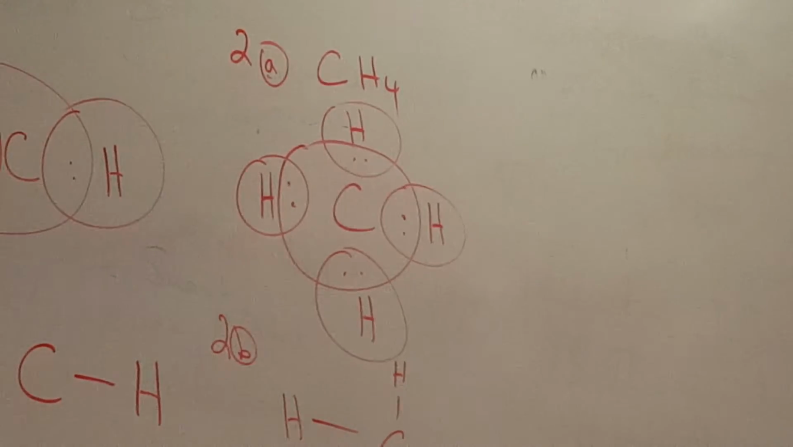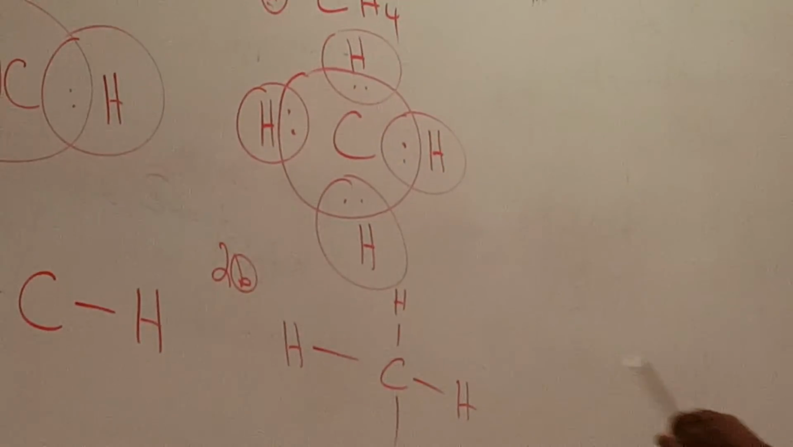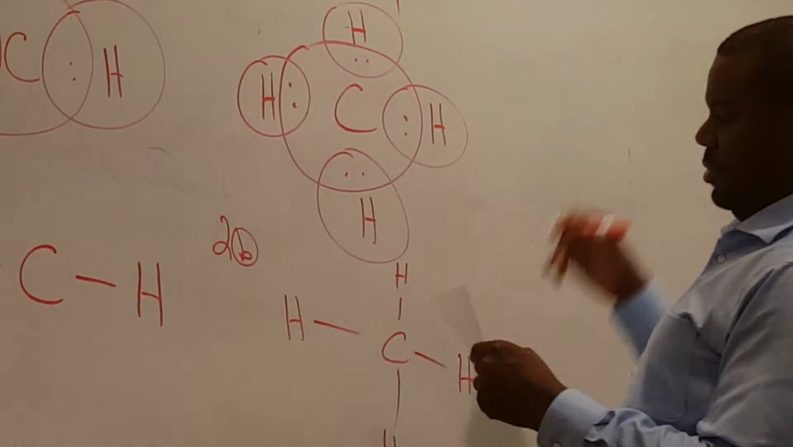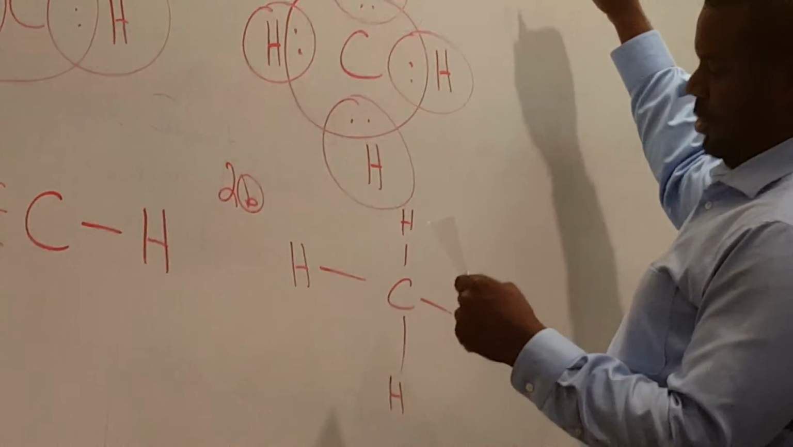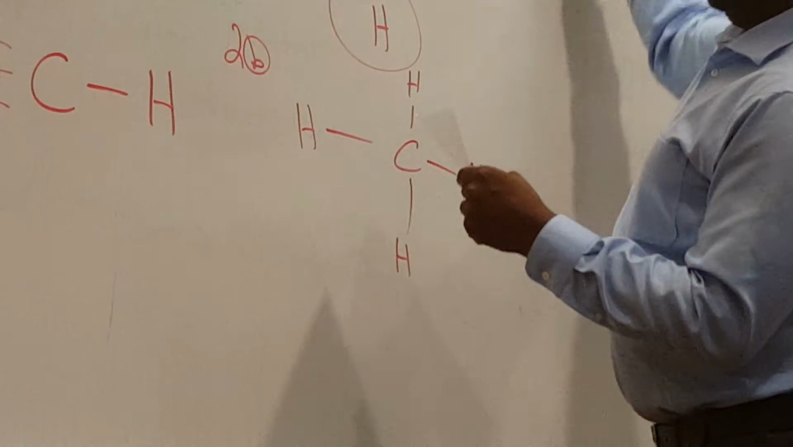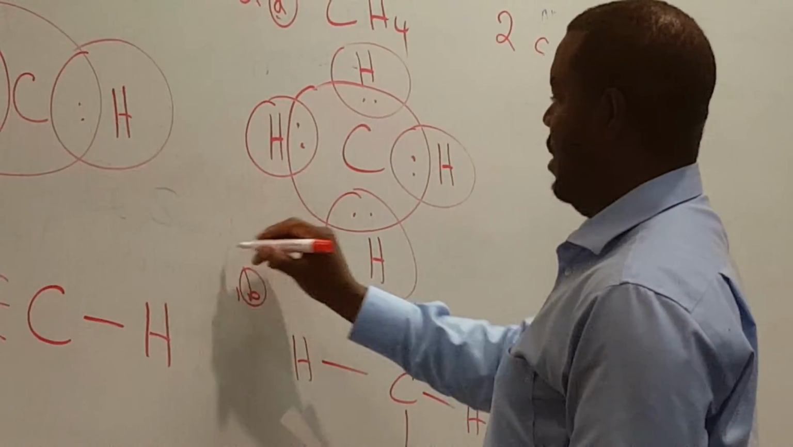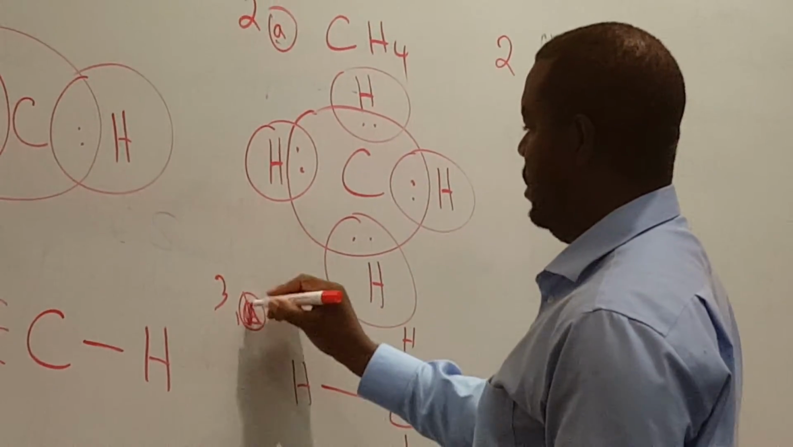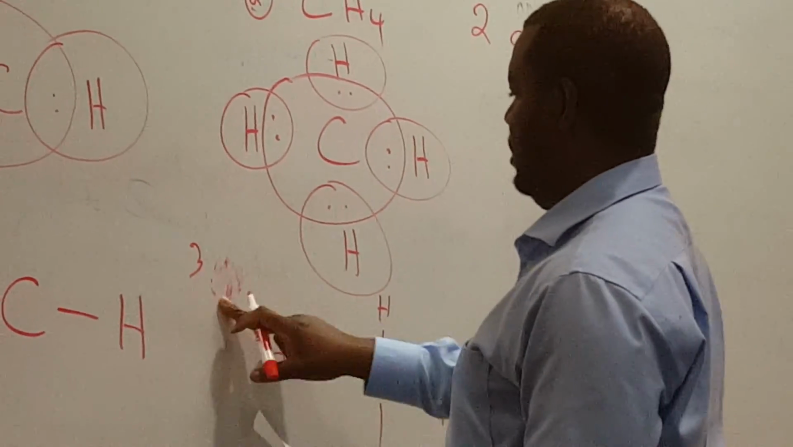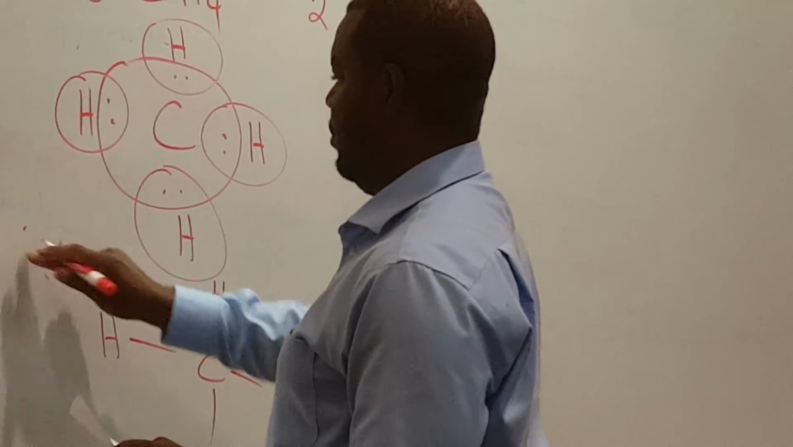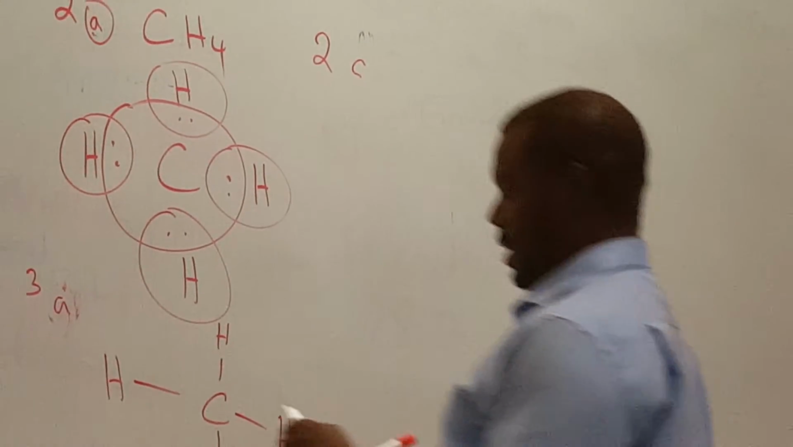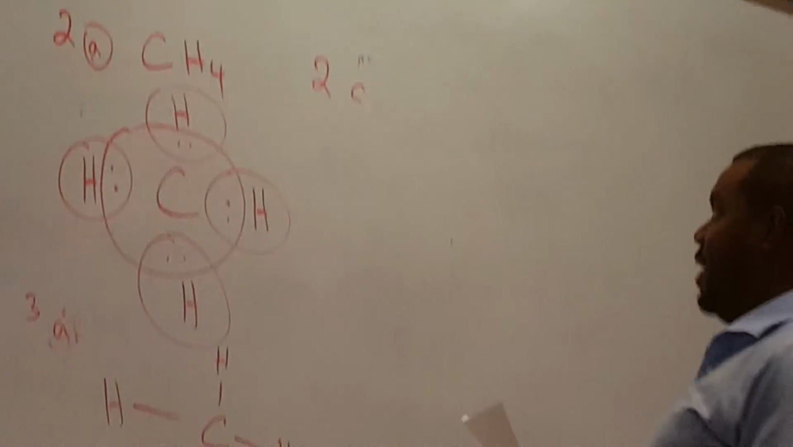All right, 3A. All right, 2C. Let's do 2C. 2 part C. This will be 3 part A. I'm confusing my numbers here. I think you get what I'm saying. Okay, 2 part C. C2H4.